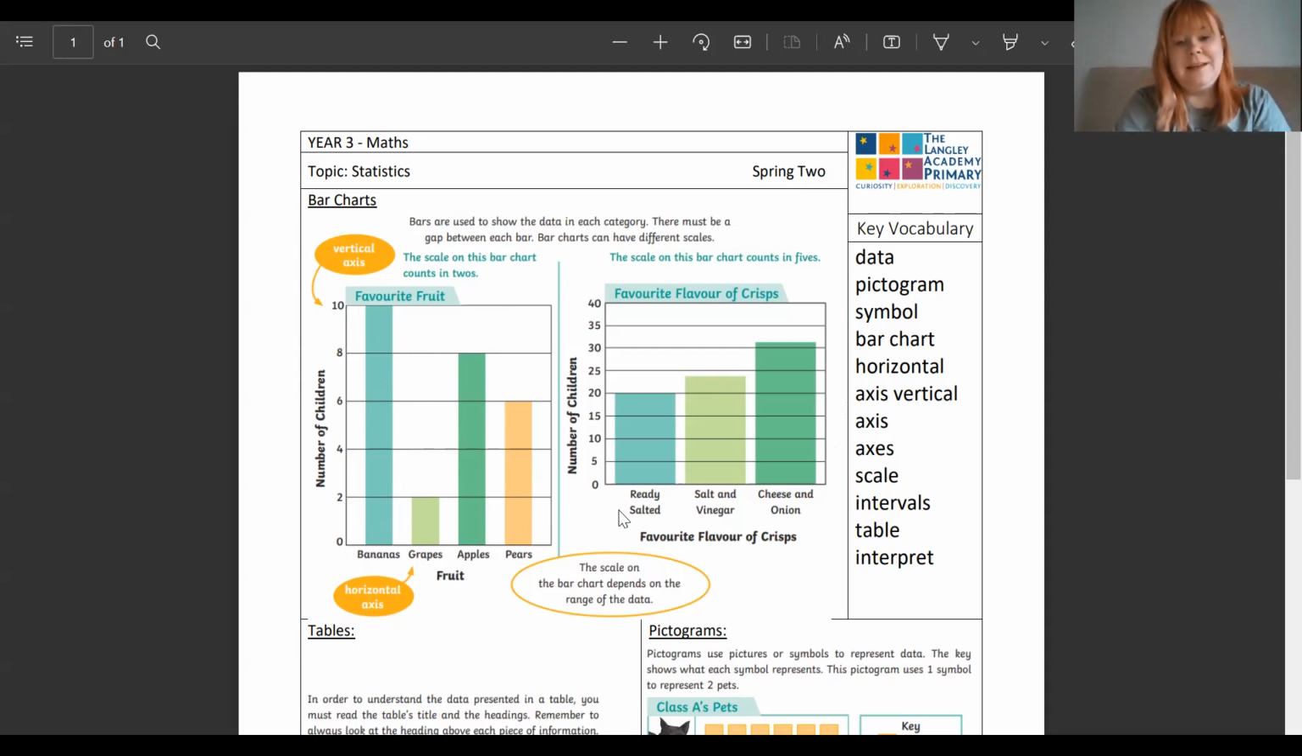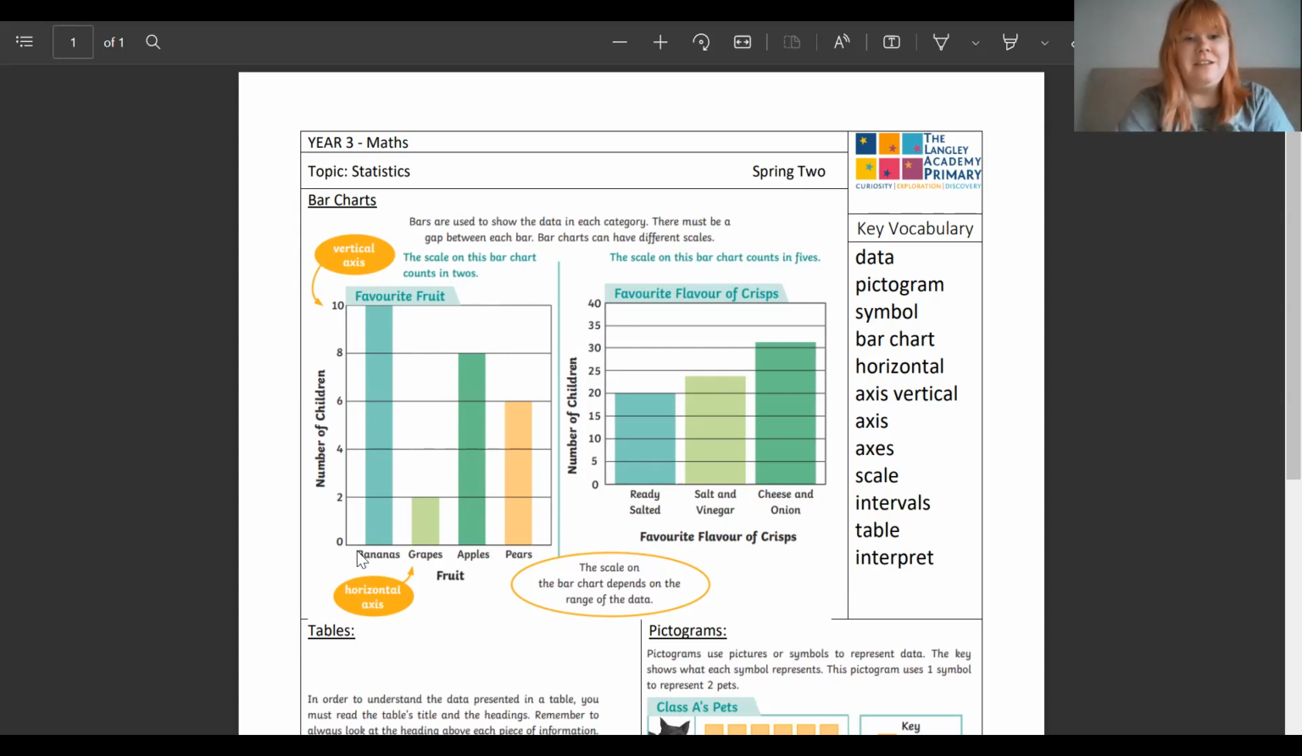And the one next to it is counting up in 5s. So the scale always depends on the numbers you have in your data set or your table or tally chart that we will come across. Here we're looking at our favourite fruit. These are the children's favourite fruit in a particular class.